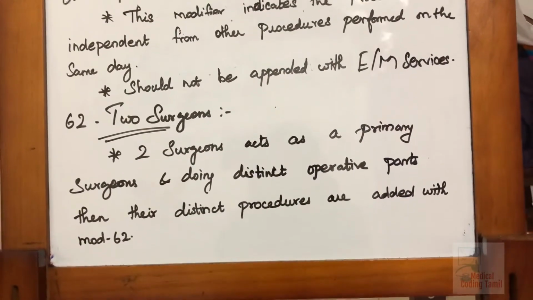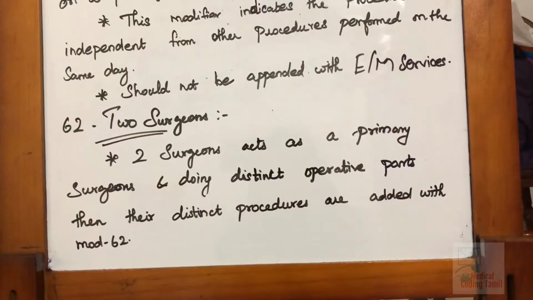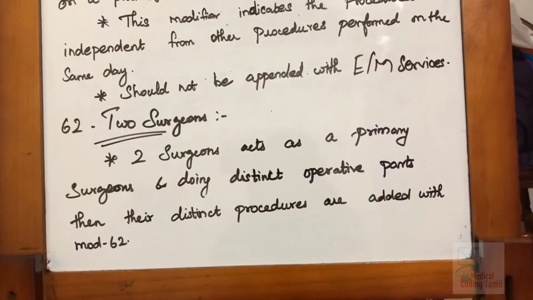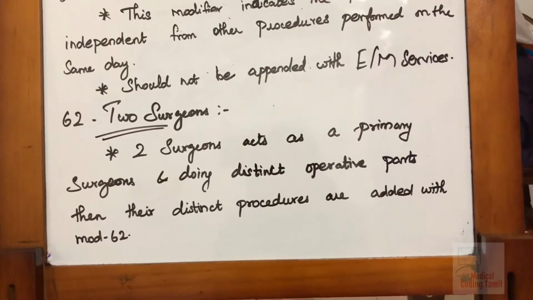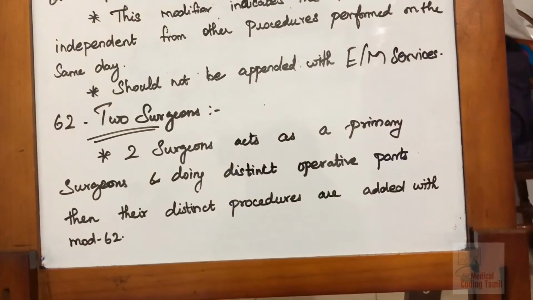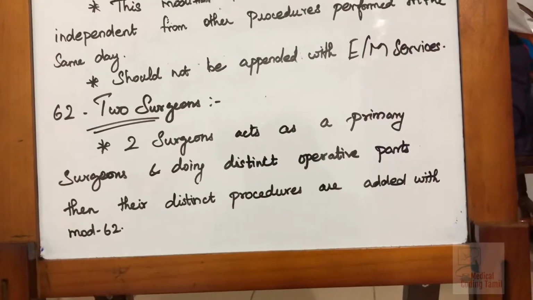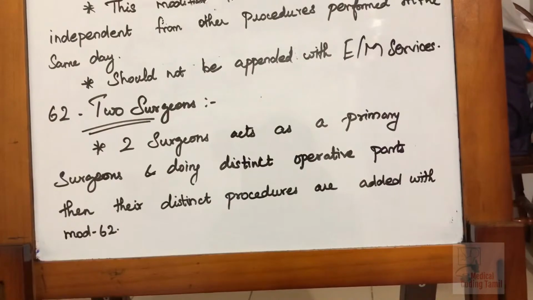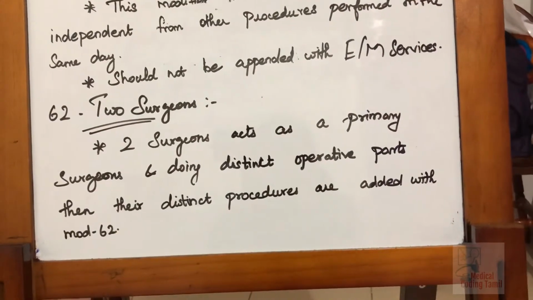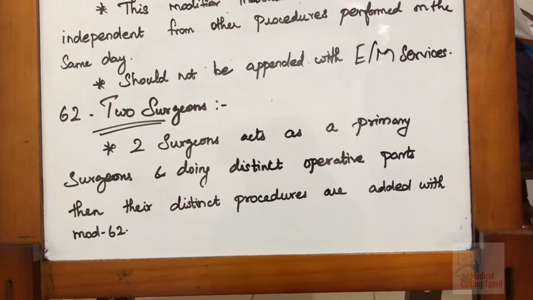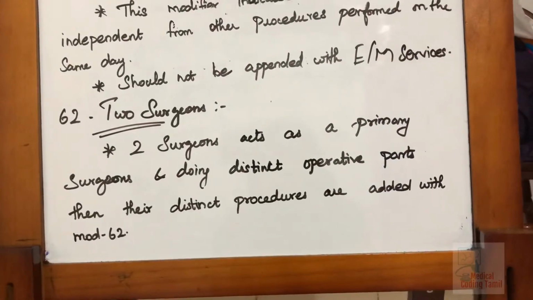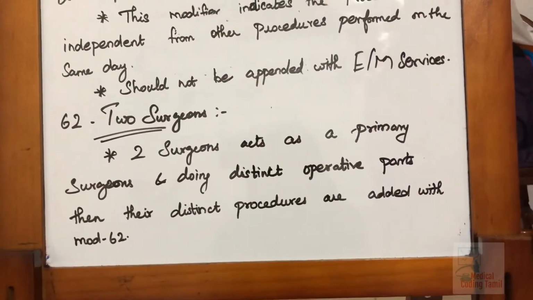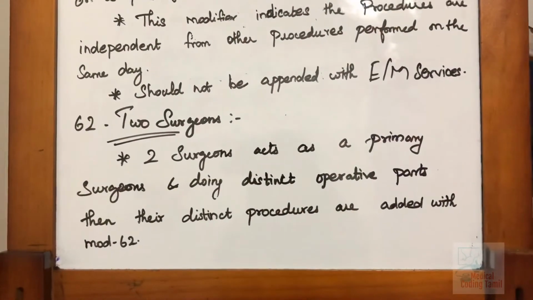In this one we have to note that if either of the two surgeons acts as an assistant surgeon in any additional procedures, then that additional procedure is not added with modifier 62. We have to refer to modifier 80 or 82 for those additional procedure codes.